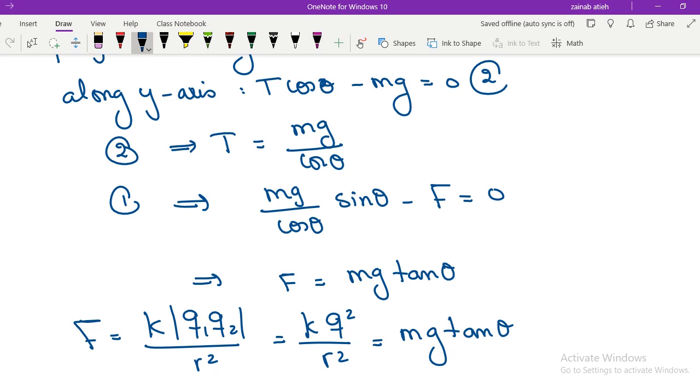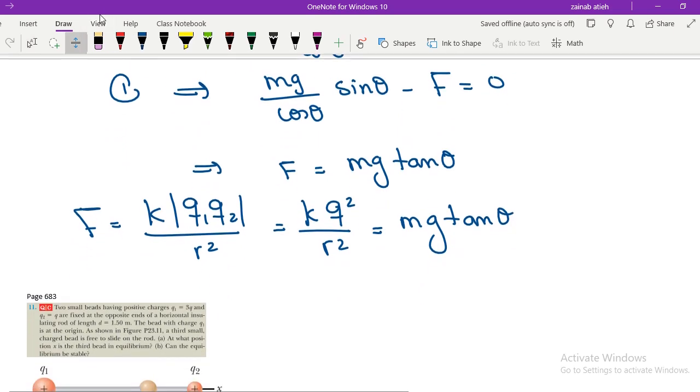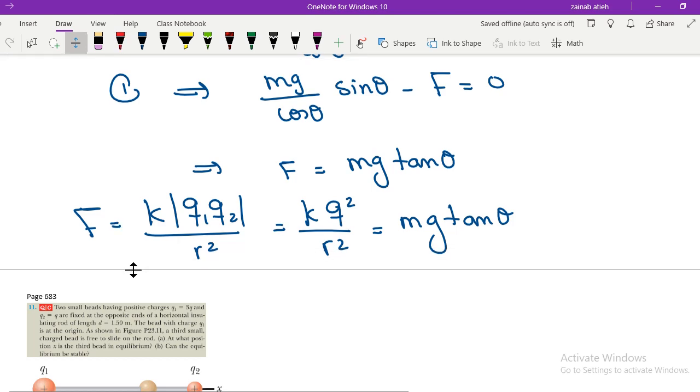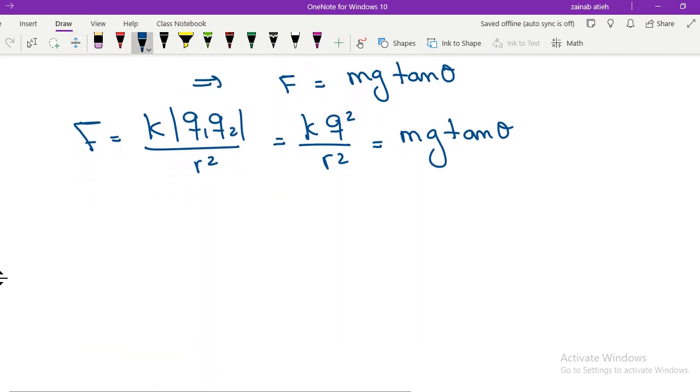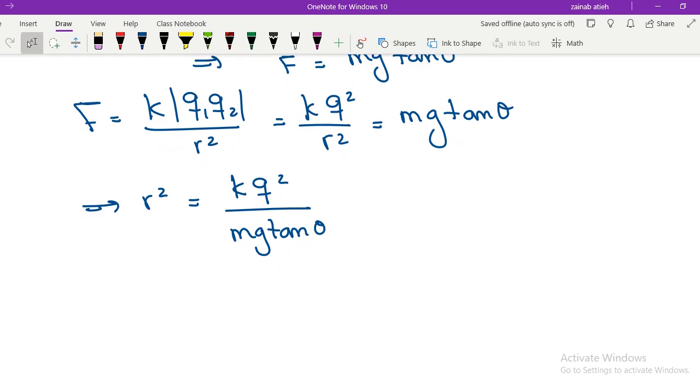Now the idea is that r is related to L. So let's find r and then we will find L. Let's find r. I will allow you to see how r is related to L, so I will move a little bit down. So r squared is equal to k q squared over mg tangent theta. Now I have to relate r to L, because there is a relation between them.